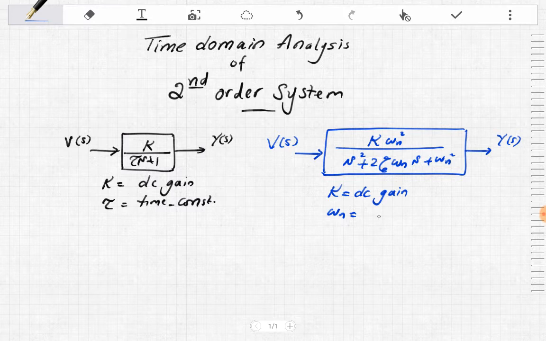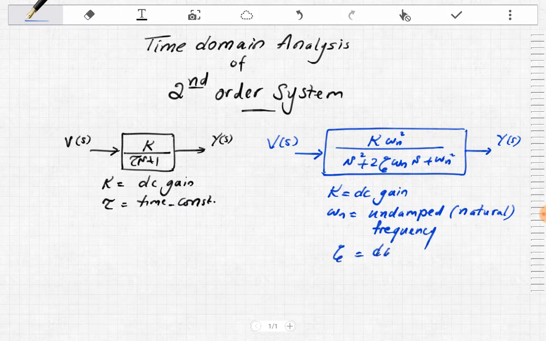K is called the DC gain. Omega n is called the undamped frequency, and sometimes they call it natural frequency. And eta is called the damping coefficient. And we are going to explain the meaning of each.